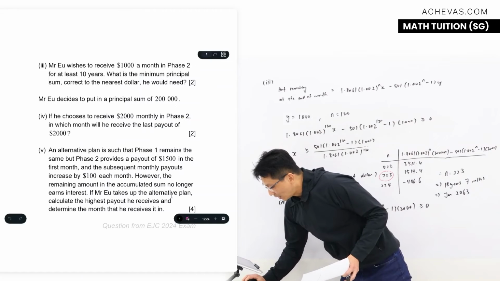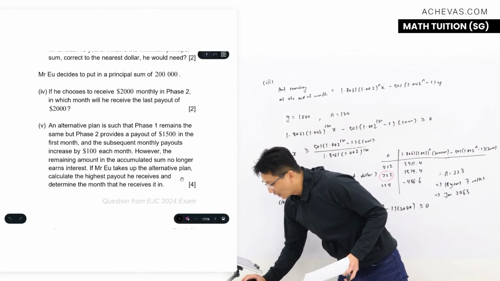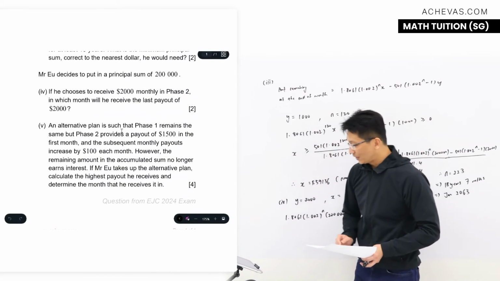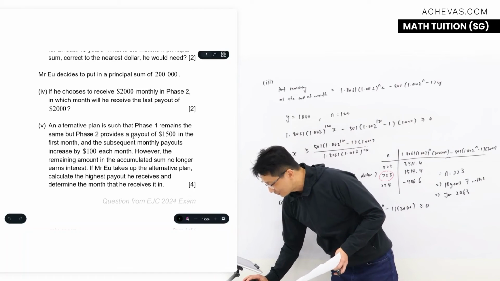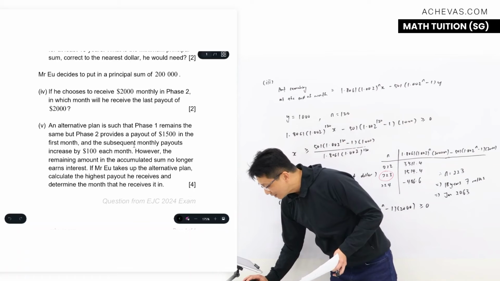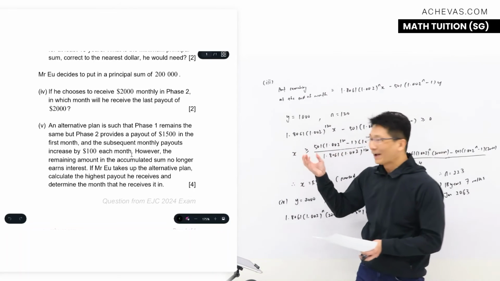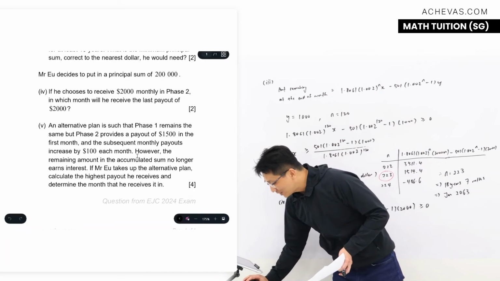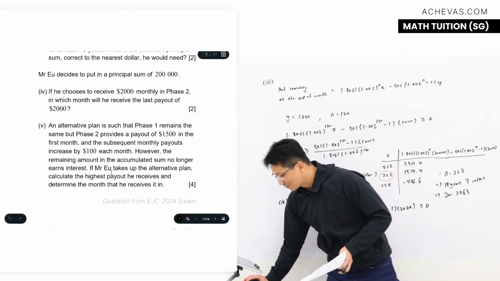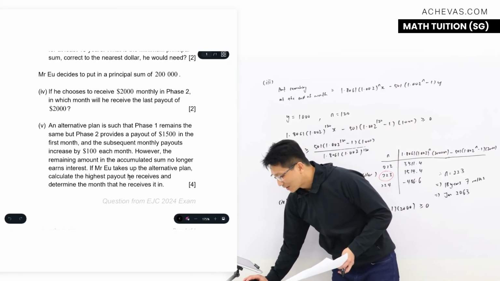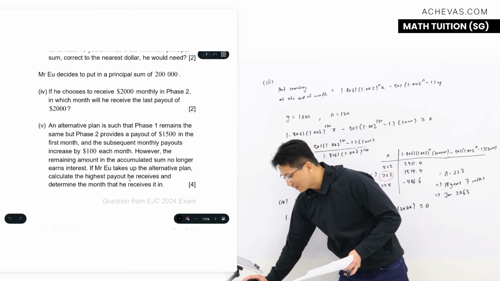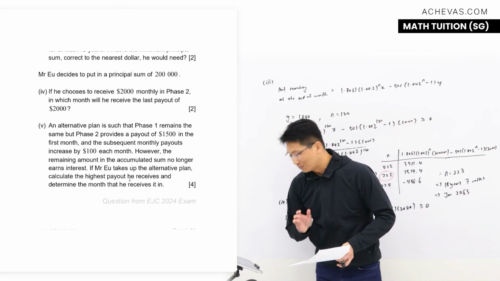Okay, now let's look at the last part of this question. It says that an alternative plan is such that phase 1 remains the same, but phase 2 provides a payout of 1,500 in the first month, and the subsequent months increase by 100 each month. So now the so-called Y is varying already. However, the remaining amount in the sum doesn't earn any interest anymore. So for this alternative plan, calculate the highest payout he received and determine the month that he received it.